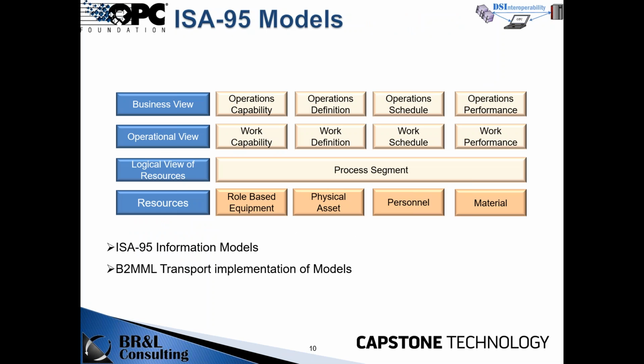We have a set of models that deal with the business view, which is basically the way that the business abstracts what goes on inside a plant. It doesn't see all the details. With the operations schedule and operations performance coming back, operations definition that defines things such as the bill of materials, and capabilities that says what you're capable of doing for rough cut scheduling. Operational views gives us the work schedules and the work definitions. Process segments are a way to collect all the resources, the physical asset, personnel, material together, so that we can describe them in these other top-level schedules. These are the models that sit in ISA95.